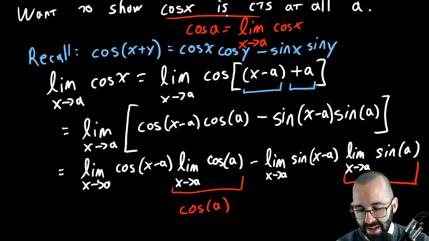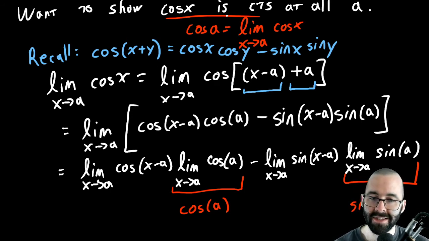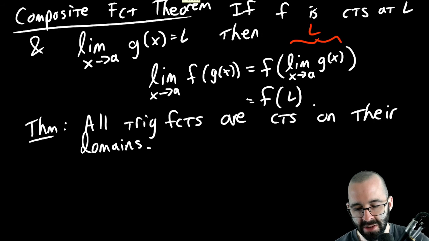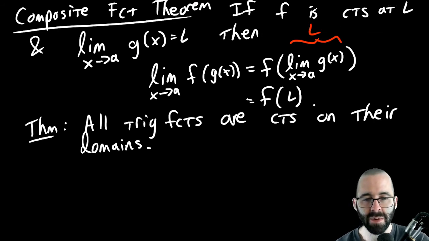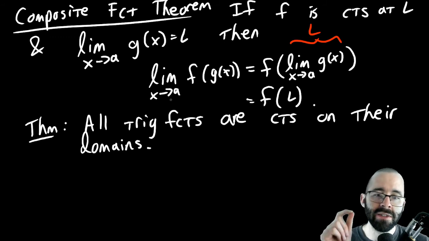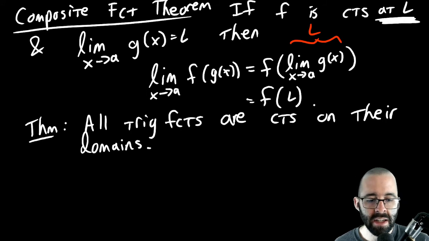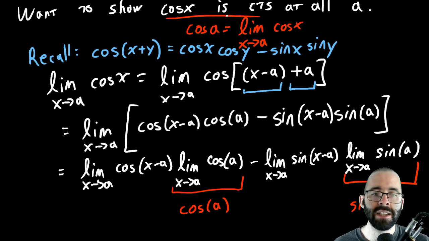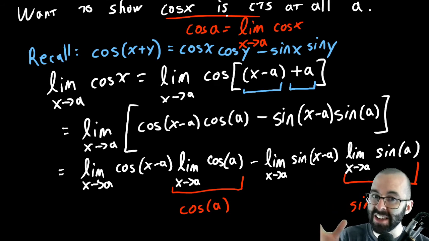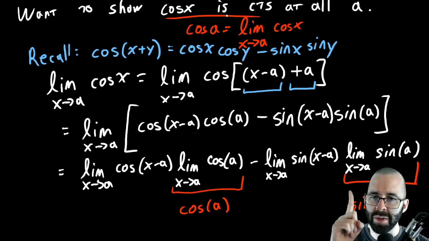Now, you might be thinking, because I've literally been in your shoes not that long ago, we can't use the composite function theorem. We're trying to prove that cosine's continuous, but in order to use the composite function theorem, it has to be continuous. So we can't use something that we're trying to prove. But here's the distinction. Composite function theorem says it only has to be continuous at a single point. We're trying to prove that cosine is continuous everywhere. It's hard to prove something in infinitely many places, but we can prove it in just one place, no problem.